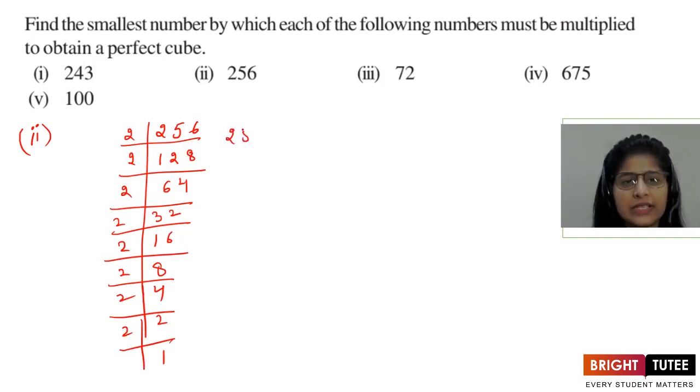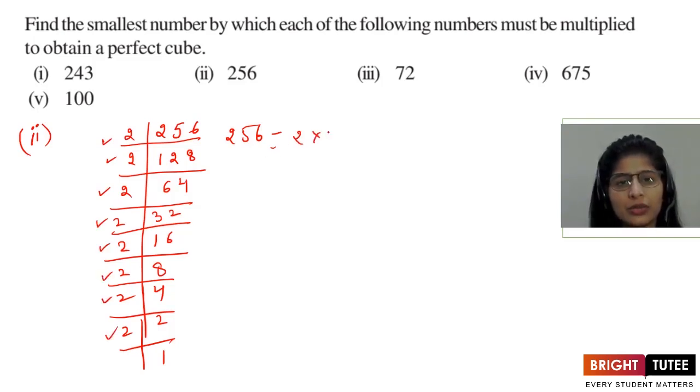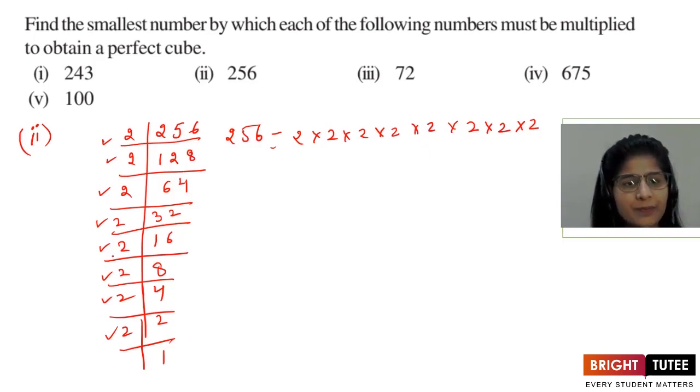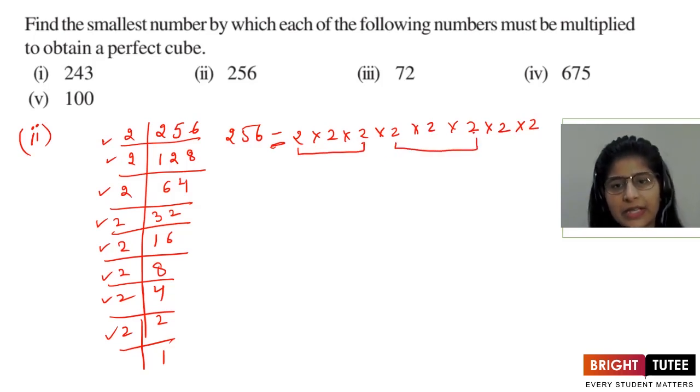So 256 can be written as, just see how many times we have to: 1, 2, 3, 4, 5, 6, 7, 8 times. So 2 into 2 into 2 into 2, 4 times, 5 times, 6 times, 7 times, 8 times. We had it 8 times, right? So let us form the triplets, groups of 3. This is one group, this is another group.